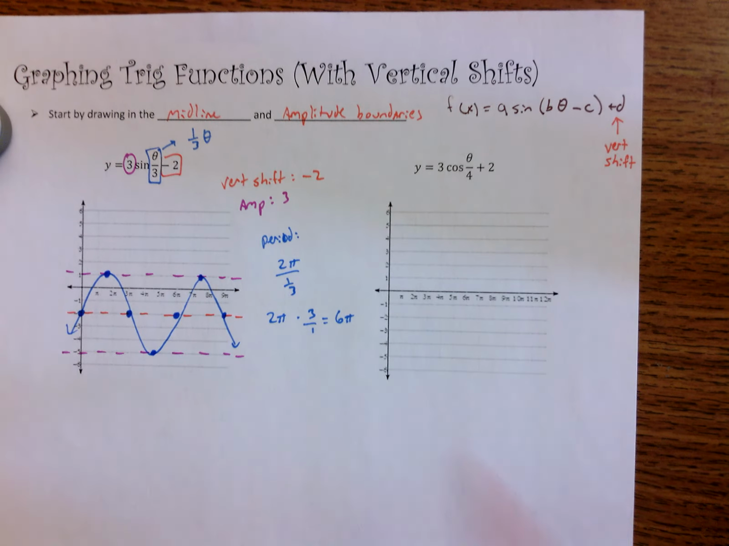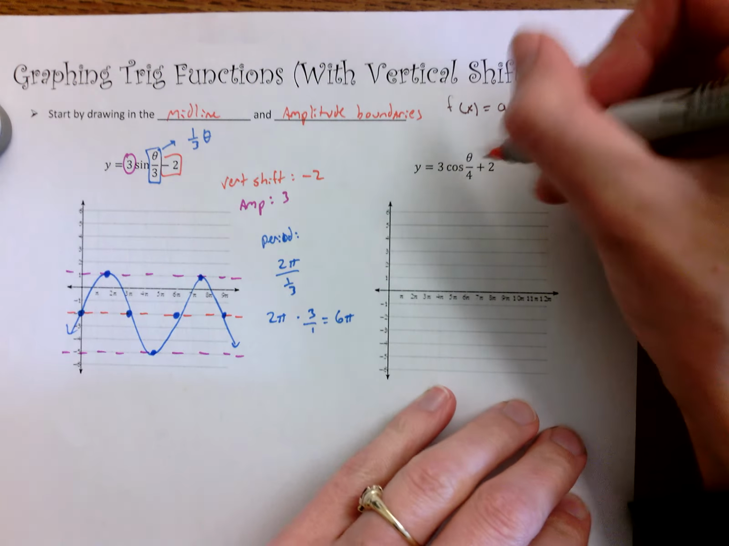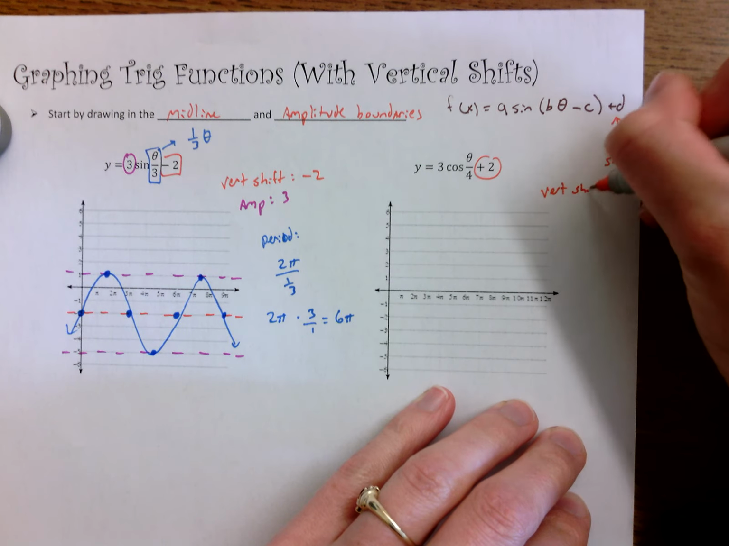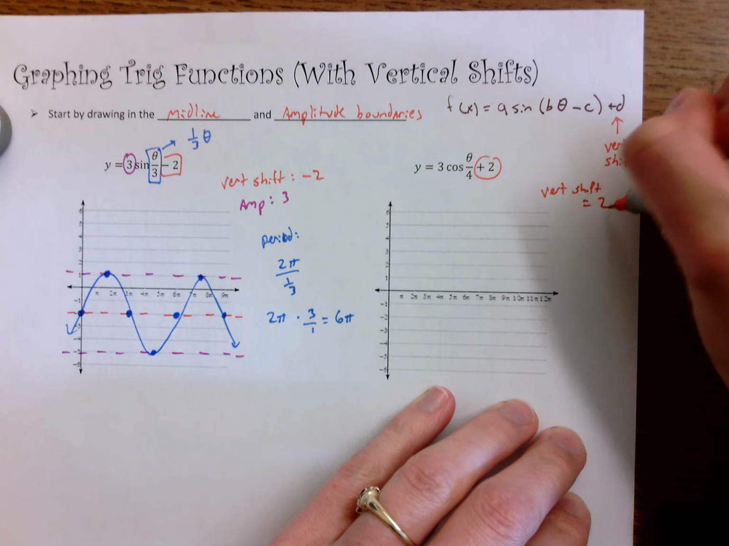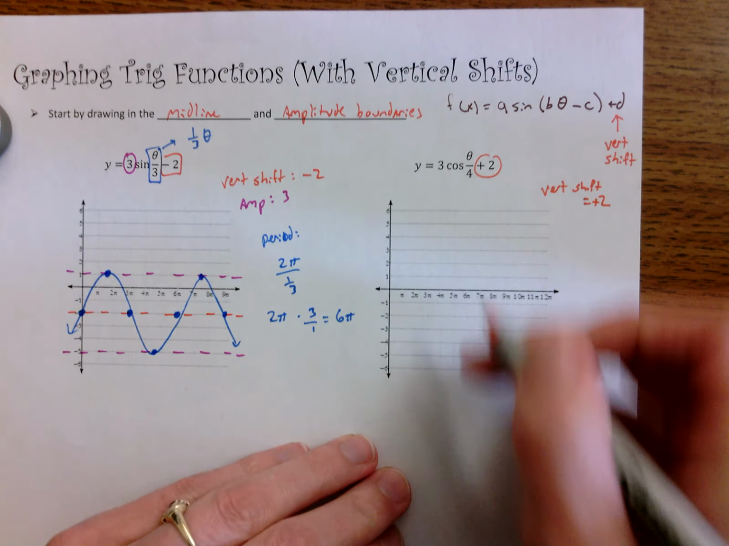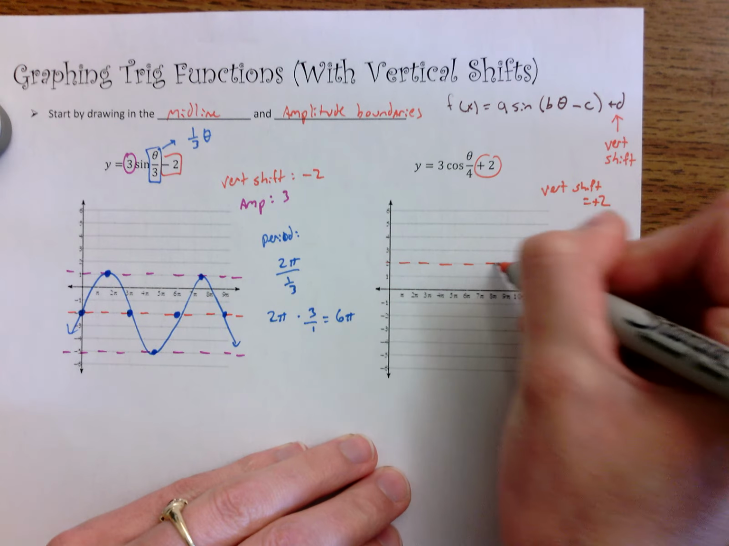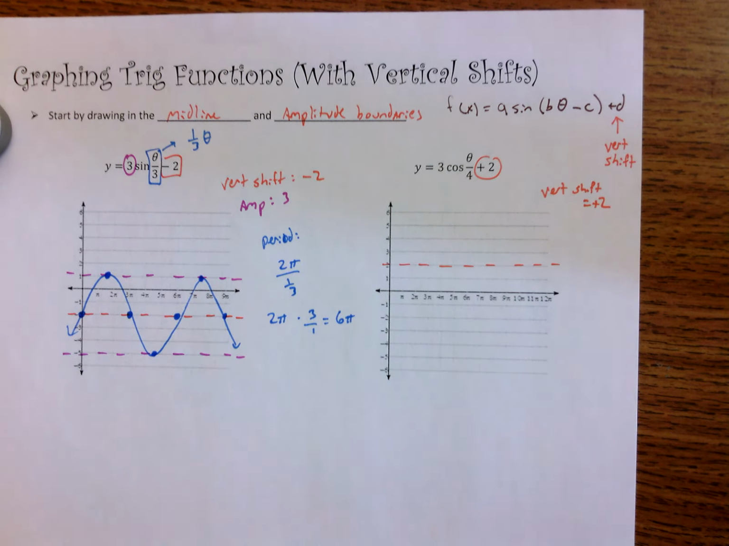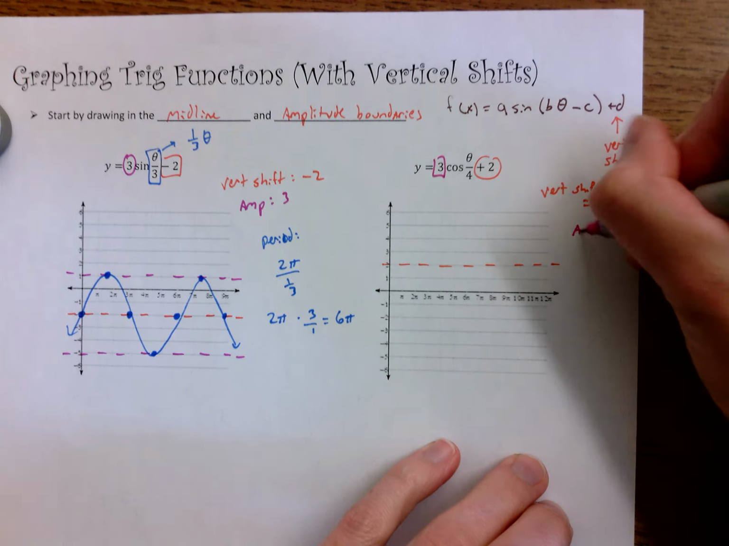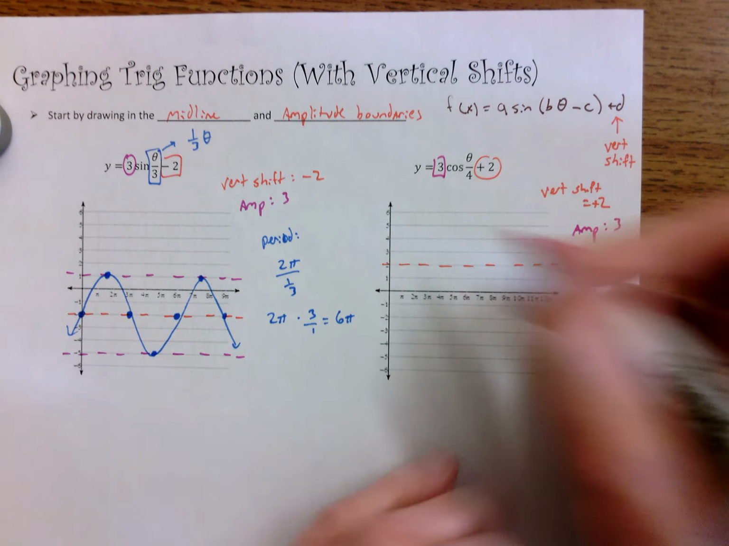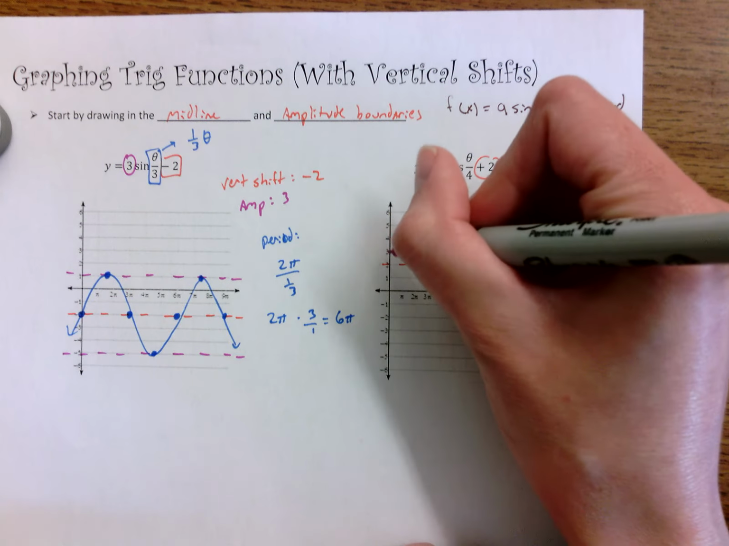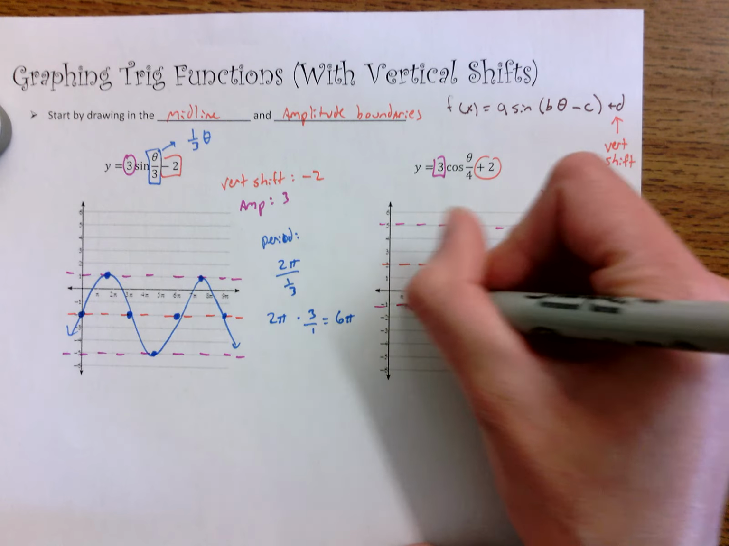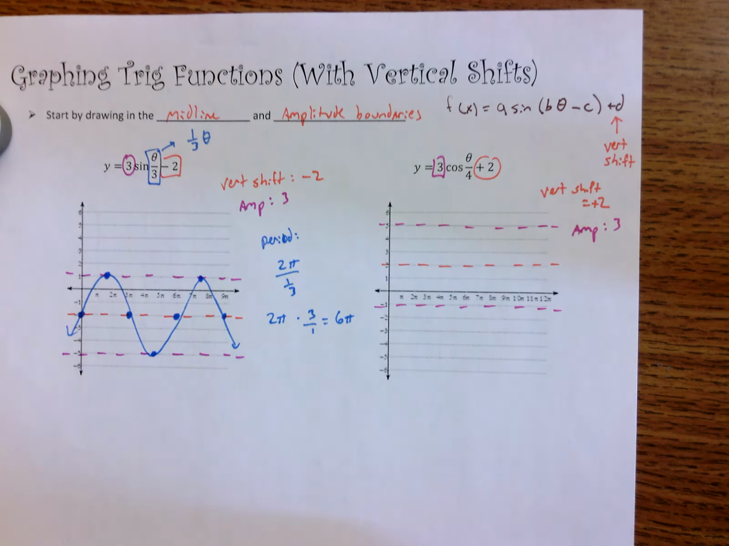All right, so then this guy over here, same deal. The first thing I want to look at is this guy right here. My vertical shift is going to be +2. So this time I'm putting my midline up here at +2. No big deal. This 3 at the front is my amplitude, so my amplitude is 3. I'm going to go 3 above and below that line. So I'm going 3 up from there and then 3 down from there. There are my boundary lines.